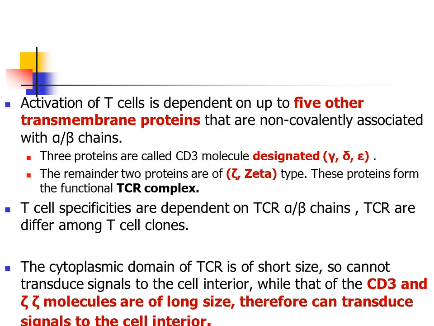Activation of T cell is dependent on up to 5 other transmembrane proteins. في برضو other membrane protein accessory بيساعدوا السيجنال في السيجنال ترانسدكشن اللي هم ايه بقى؟ 3 بروتين are called CD3 اللي هم جاما ودلتا وإبسلون، وأذر 2 زيتا مولكيول. بنقول كل دول مع التي سيل ريسبتور بنقول عليهم تي سيل ريسبتور كومبلكس.